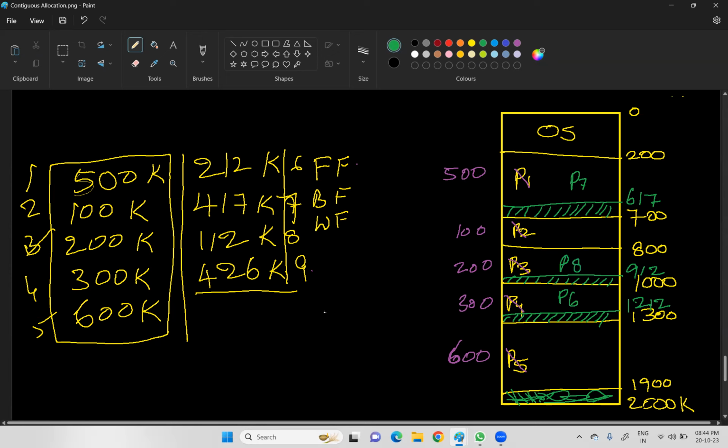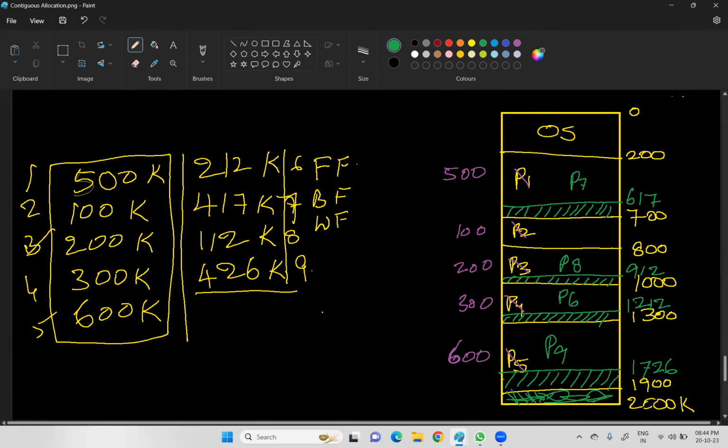Now the final one, 426, the nearest hole is 600. This is going to be allocated as 13 plus 17, 1726, which is process P9. Yes, allocated properly. This is internal fragmentation for that particular hole. So in best fit, all processes have been allocated. In this way, best fit, worst fit, and first fit are being done.